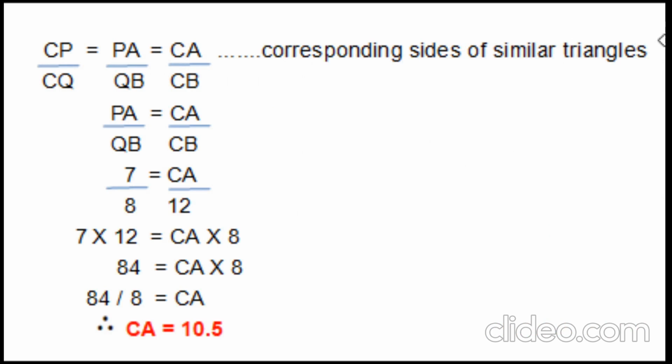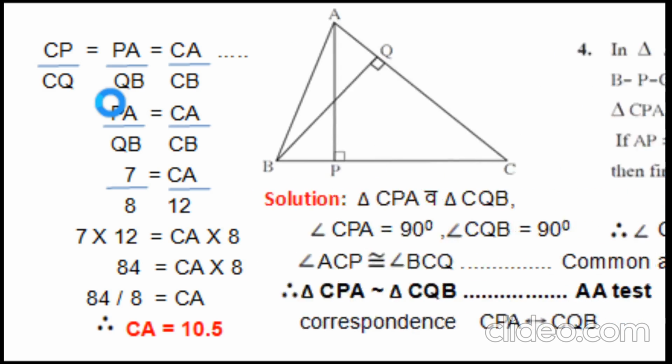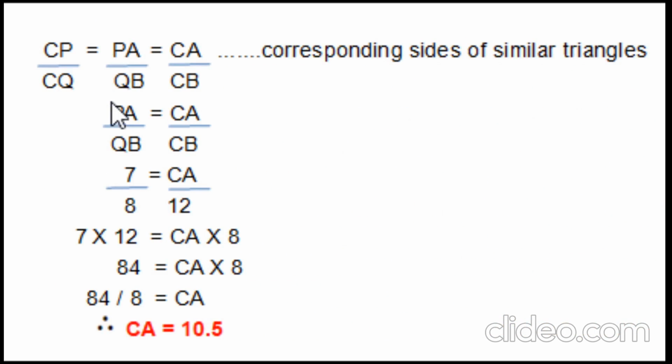Now we are taking the ratios of corresponding sides. CP upon CQ is equal to PA upon QB is equal to CA upon CB. Now the values of AP, BQ and BC are given, so we won't consider the first fraction. Then PA upon QB is equal to CA upon CB. Put values: PA is 7, QB is 8, CA, and CB is 12. Cross multiply it. So you'll get 7 times 12, 84, is equal to CA into 8. So CA is 84 divided by 8, that is 10.5.